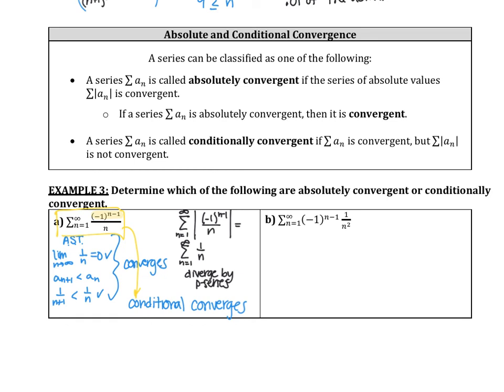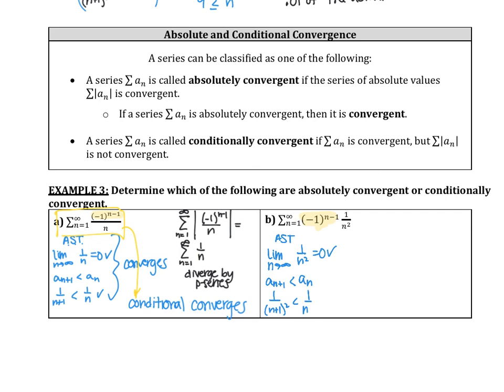So hit pause and try the next one and tell me whether it's absolutely convergent or conditionally convergent. First of all, can we use alternating series? And the answer is yes. That much is ready to go. It's alternating. So by the alternating series, is the limit as n approaches infinity of 1 over n squared equal to 0? And yes, it is. Is it a decreasing series? And we've already showed that this is in fact a decreasing series.